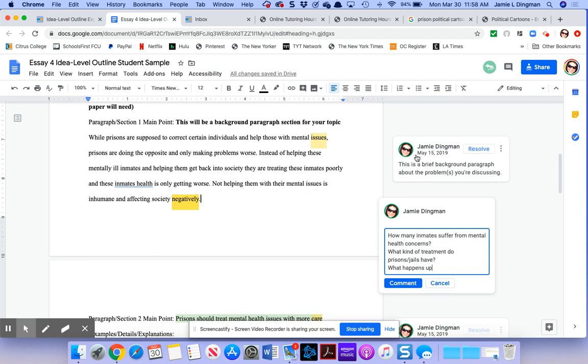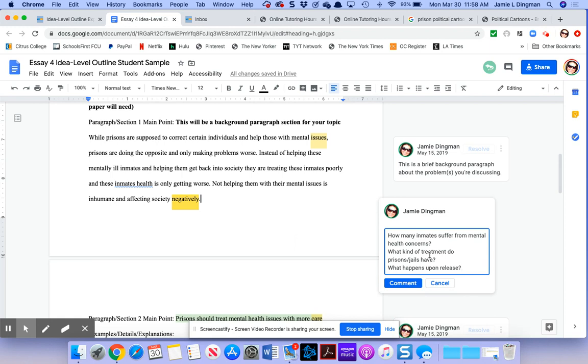What happens upon release? So, if they do start a mental health program in prison, are they able to continue that once they leave prison? Because for some people, it's not a case of you've received some treatment and now your problem is all gone. For some people, managing their mental health illnesses might be a lifelong pursuit as opposed to something temporary. So, these are some questions that this person should be addressing in their background section.